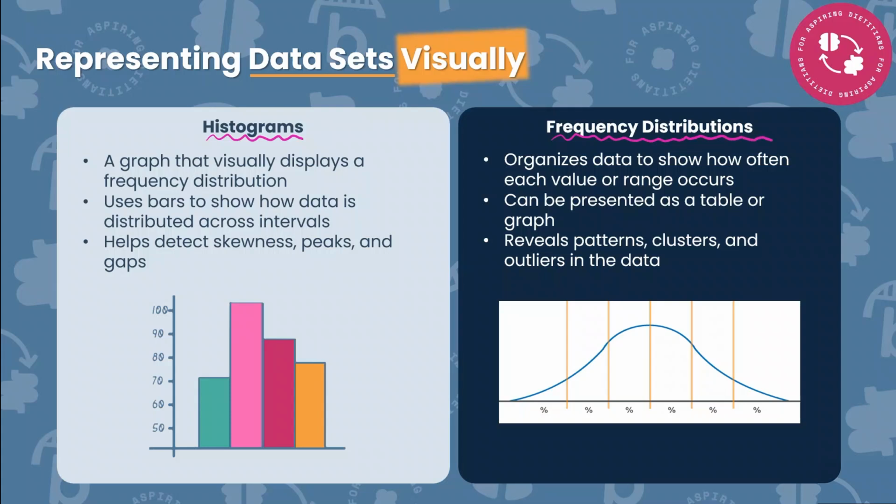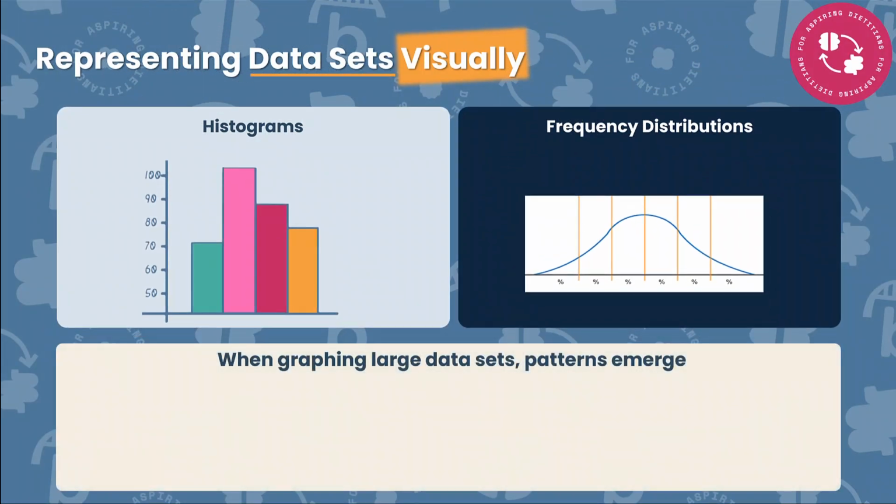Frequency distributions just refer to any method of organizing data by how often the values occur. They can be displayed in tables or graphs, including histograms, bar charts, or line plots. These visual tools help you spot patterns that may not be obvious in raw numbers. You can see whether the data is symmetrical or normal, whether it's skewed, and whether there are any gaps, clusters, or outliers, which is incredibly helpful in nutrition when trying to understand things like nutrient intake across a population.